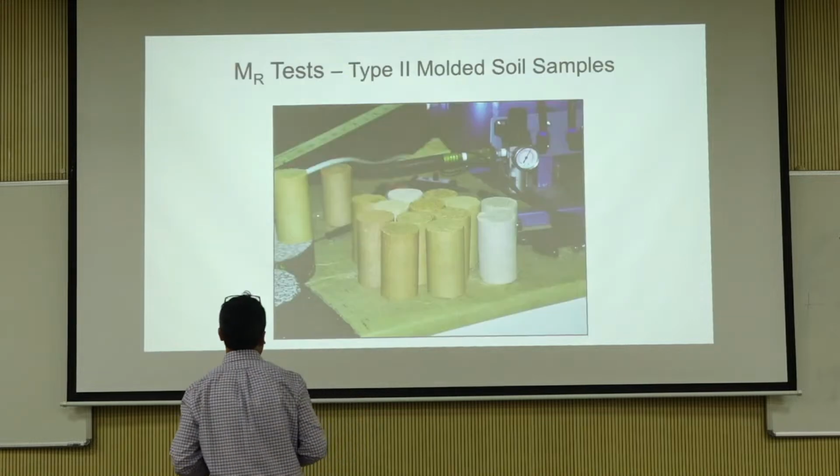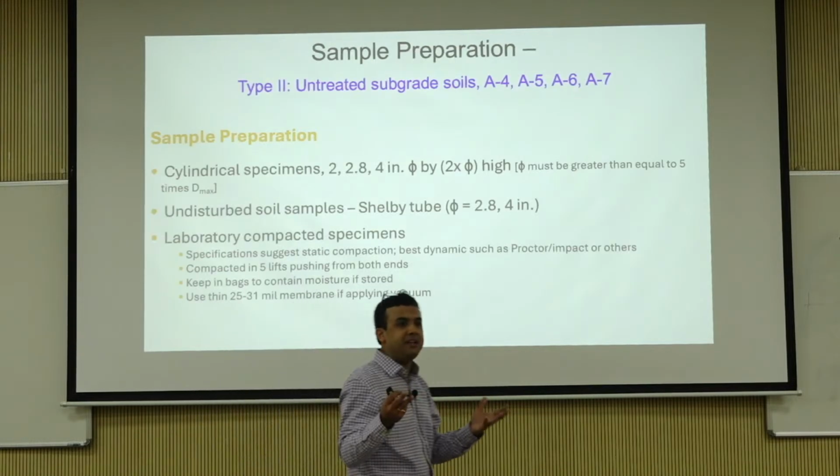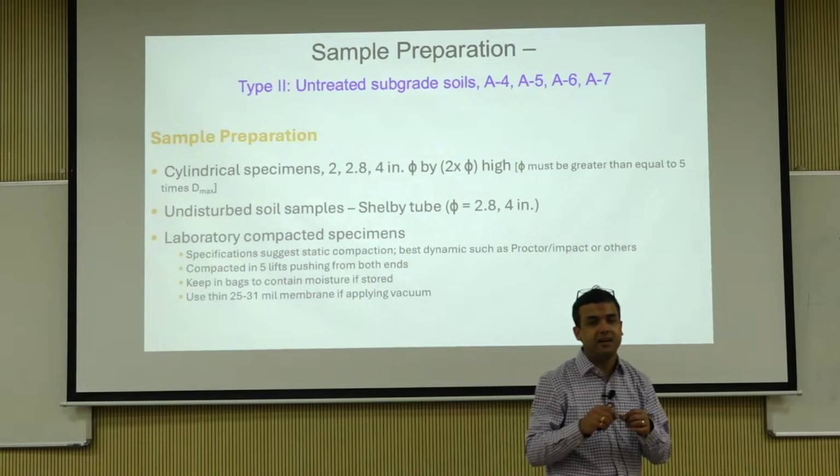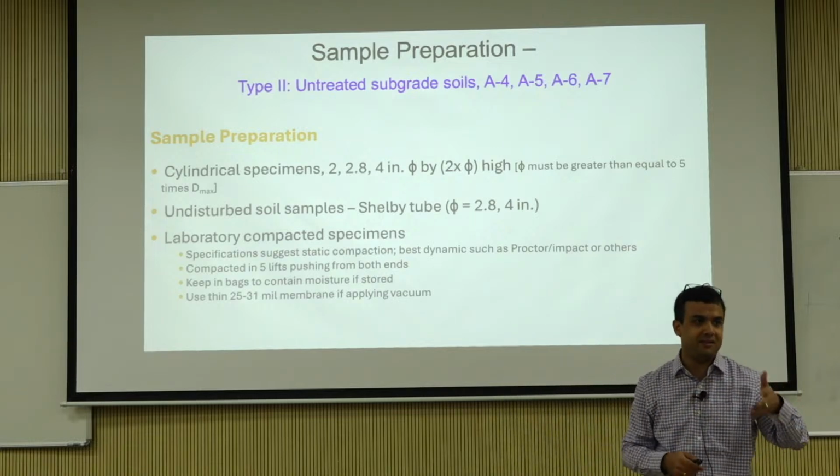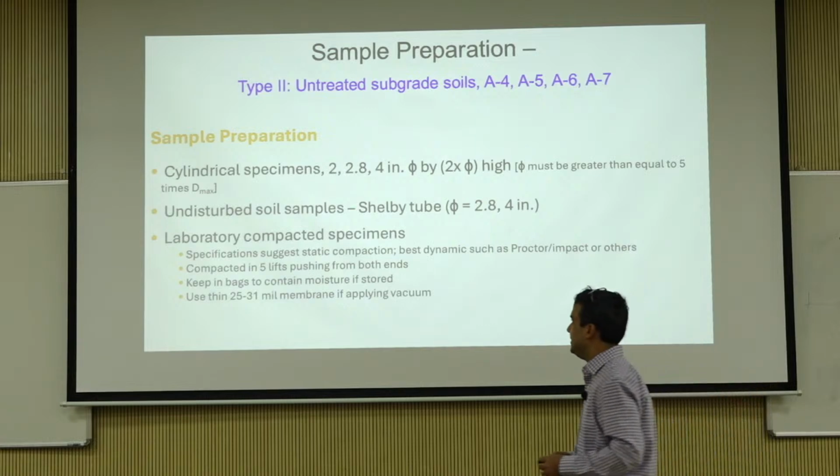But either way, membranes also have a very significant effect. With aggregates, the membranes sometimes get punctured, so you have to have 2 membranes. With subgrade soils, it's much easier.